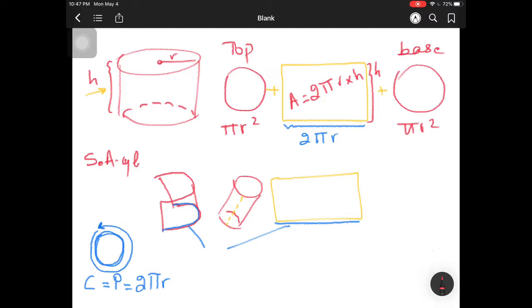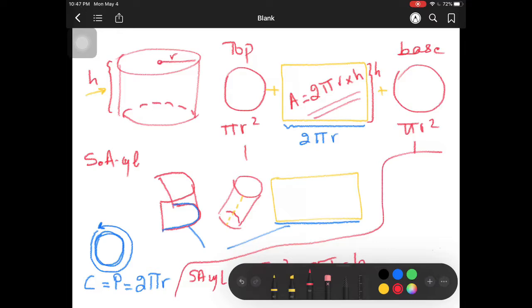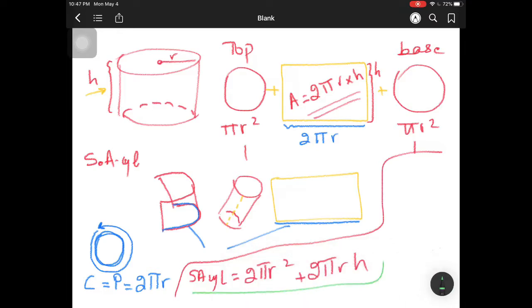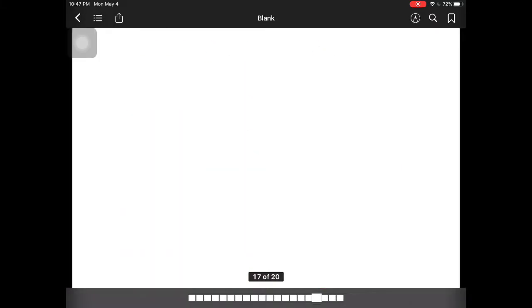This would give me the fact that the surface area of a cylinder equals pi r squared and pi r squared. This is 2 pi r squared, and this area in the middle is 2 pi rh. Now, as I said before, make sure you know how to analyze it if you don't want to memorize it. You don't have to memorize it, but at least make sure you know how to analyze it.